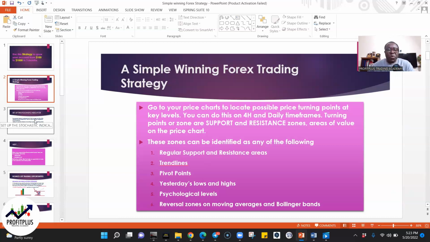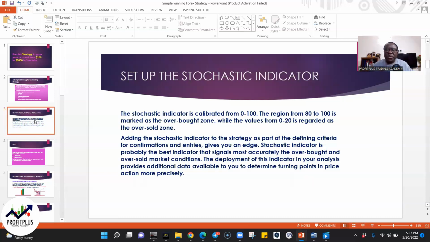Now, the next step, once you have identified these, is to set up the stochastic indicator on your chart. The stochastic indicator is probably one of the best indicators that enable you to identify these reversal zones, these turning points, because it's calibrated in such a way that the area between 80 and 100 is the level where the market has been overbought, and from 0 to 20 represents the values where price has been oversold.